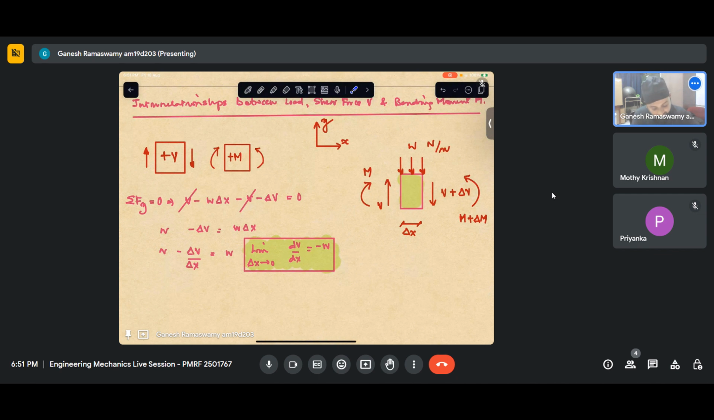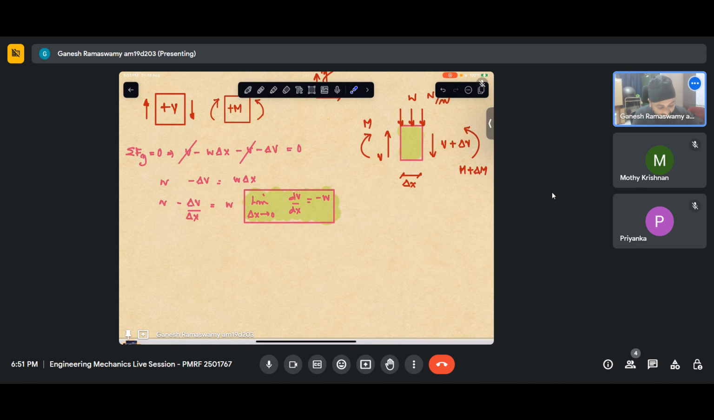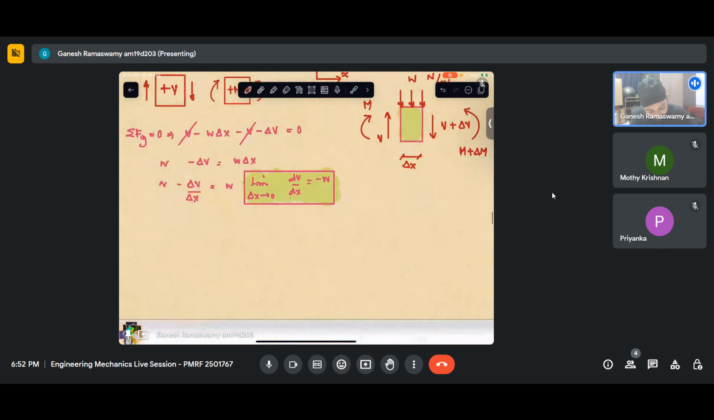Once I have that in equilibrium and I solve it and take the limit where I take this to be an infinitesimal length, I get a relation dV by dx is minus W. What this implies is the slope of my shear force diagram is nothing but minus W. And this is applicable for cases where I have distributed loads. Similarly, I can solve for moments also.